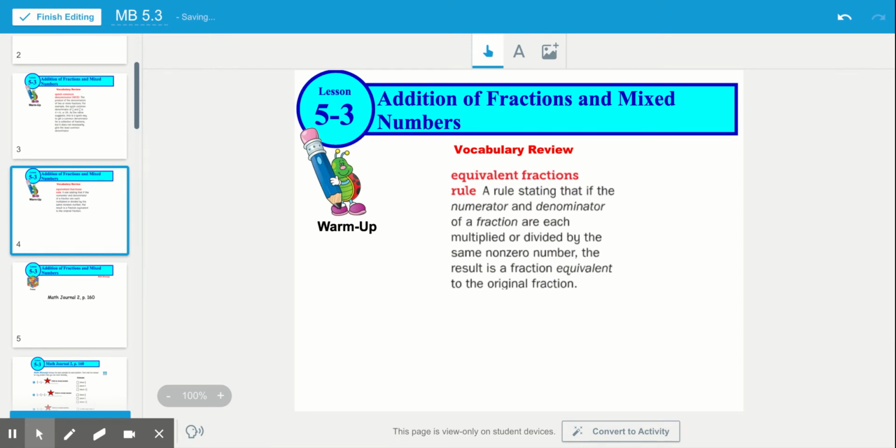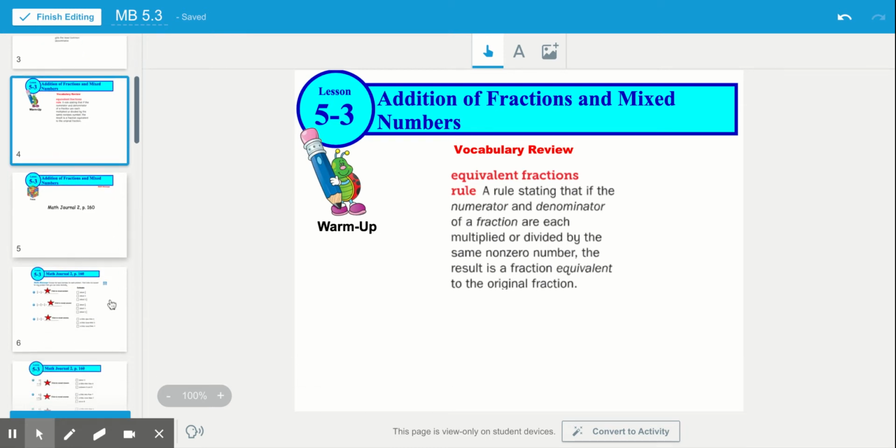Equivalent fractions rule. Remember, that is a rule stating that if the numerator and denominator of a fraction are each multiplied or divided by the same non-zero number, the result is a fraction equivalent to the original fraction.